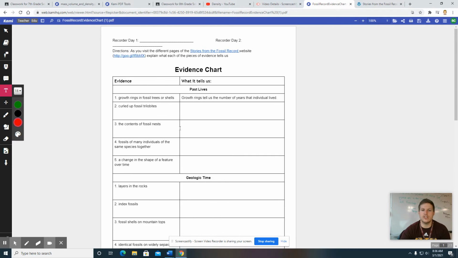So this is just another way to gather evidence. All right? So you're going to tell me, if you look here, the first one's already explained for us. So evidence. The first evidence chart that we see here for past lives is growth rings in fossil trees or shells. Now, what does that tell us? That tells us that growth rings tell us the number of years that individual lived. So now we have to look down. Let's go curled up fossil trilobites. This is the one I'm going to be doing with you guys. So now curled up fossil trilobites.